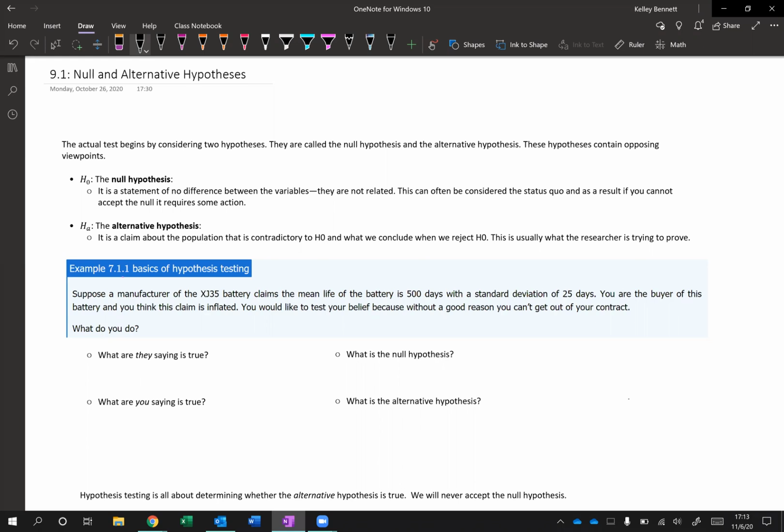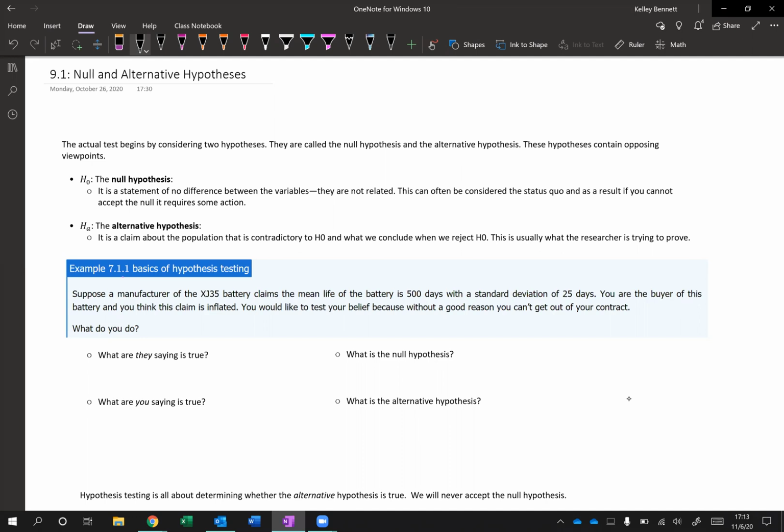So let's go ahead and look at this first example. Suppose a manufacturer of the XJ35 battery claims the mean life of the battery is 500 days with a standard deviation of 25 days. You are the buyer of this battery and you think this claim is inflated. You would like to test your belief because without a good reason, you can't get out of your contract. So what should we do?